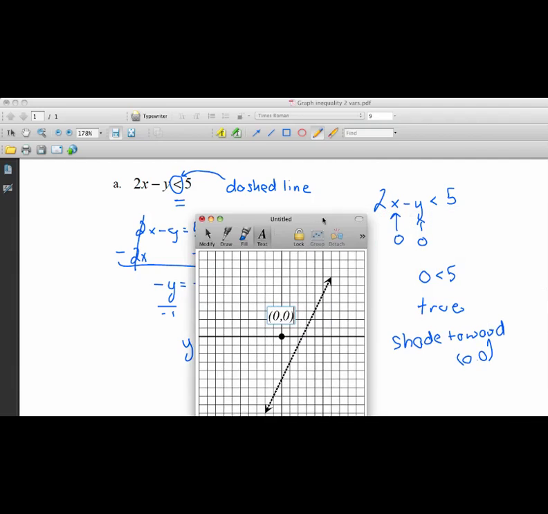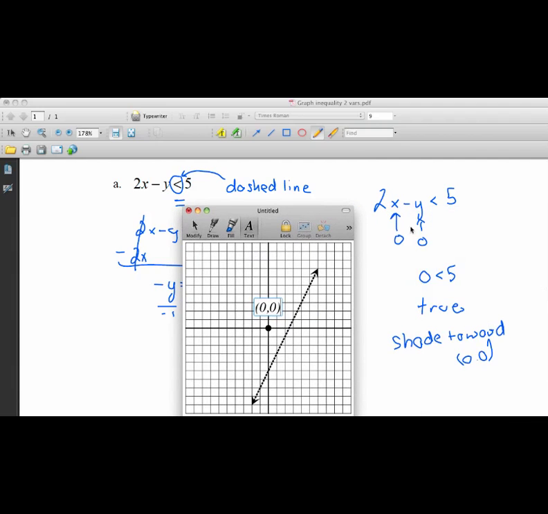So bringing back my graph now, I'm going to fill in this region that goes toward my test point. And this is my final graph.